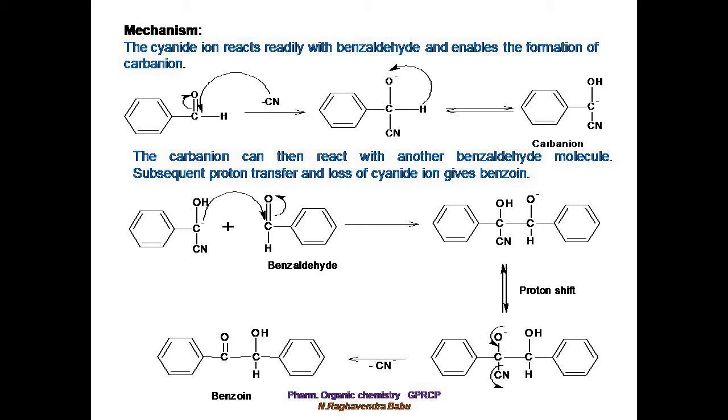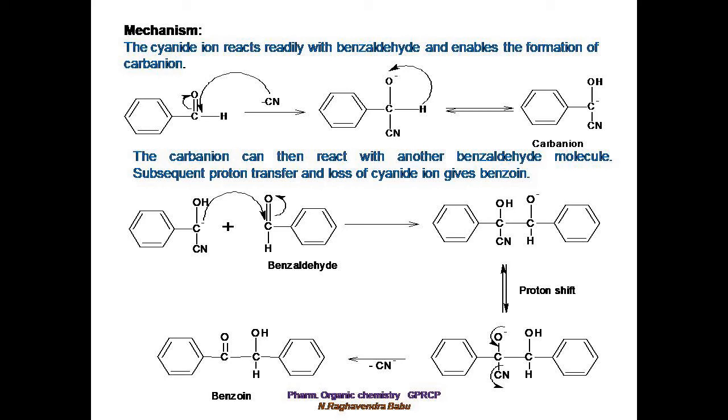The carbanion formed in the first step is going to react with another mole of benzaldehyde to form an intermediate where there is a new bond between carbon and carbon, and this oxygen attains a negative charge. The next step is a proton shift. You are not using any chemicals here. You are just shifting the protons from one place to the other.